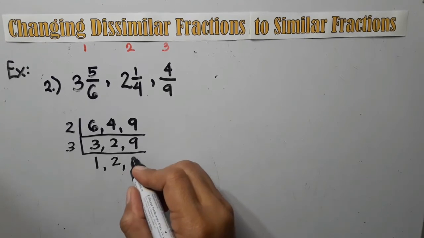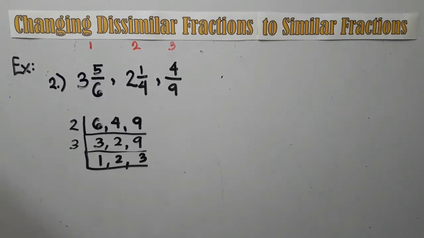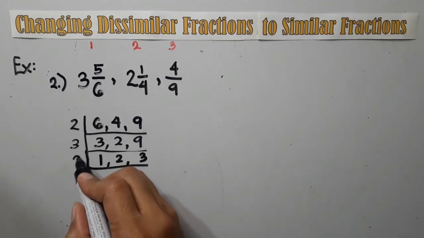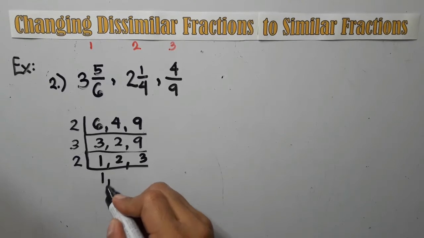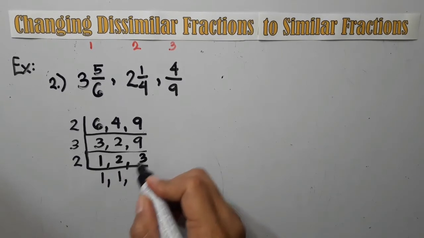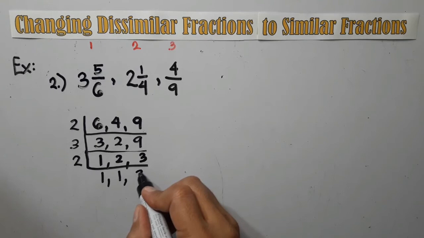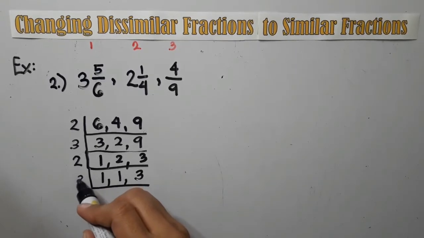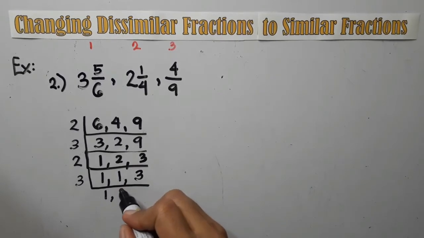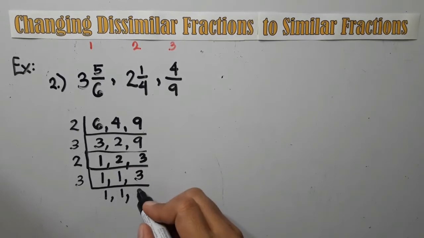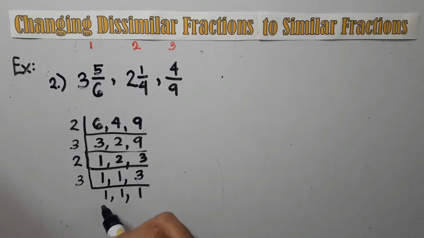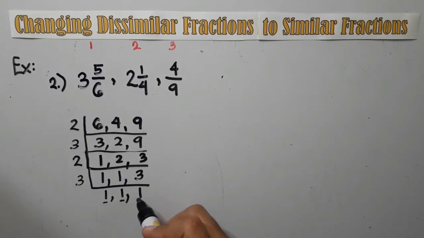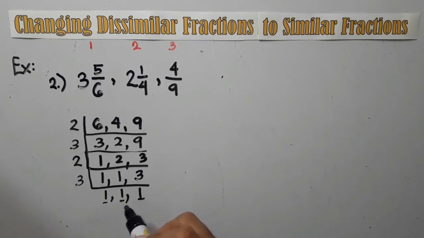That is 3. Then, what prime number can we divide here? We'll have 2. So, bring down 1. Then, 2 divided by 2 is 1. Then, 3 divided by 2 is not exact. So, bring down 3. And then, divide this 1 by 3. That is 1. Bring down 1. Then, 3 divided by 3 is 1. So, you notice, all that is left are 1s. So, we'll stop from there.